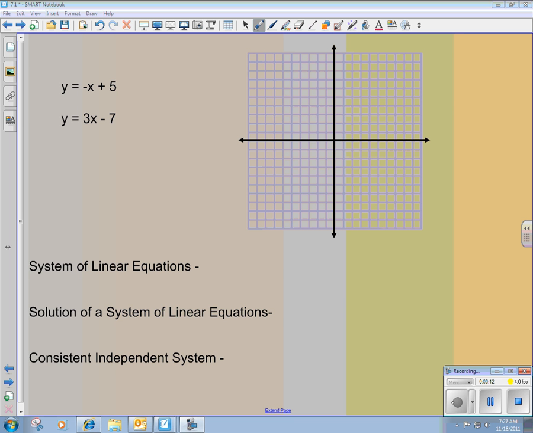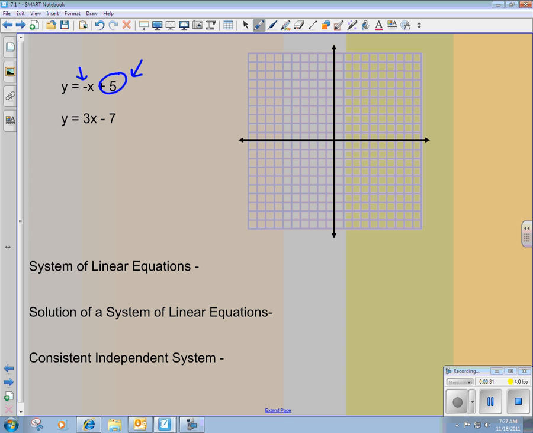So first of all, looking at your smartboard, you've got two equations on top. The first thing we're going to do is look at how you graph equations, just as a general review. Remember we've got our y-intercept right here, and our slope is in front of that x. So our slope for this equation is -1.